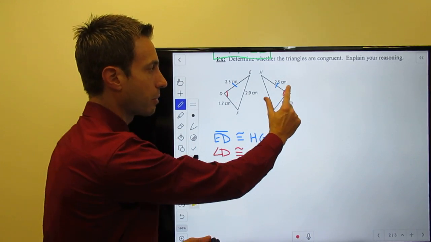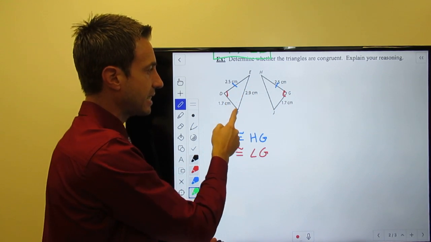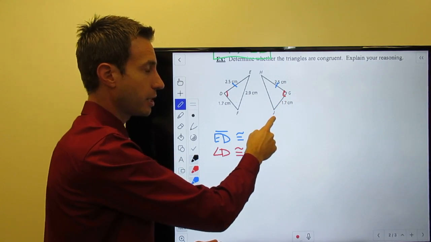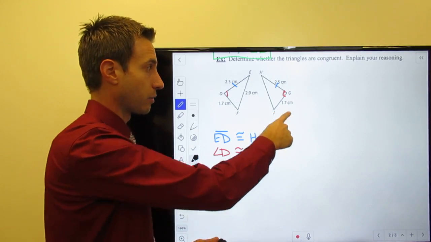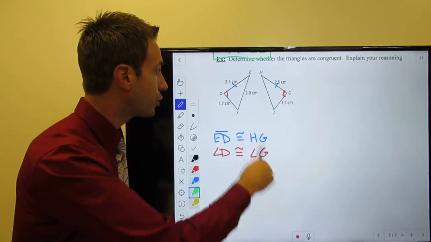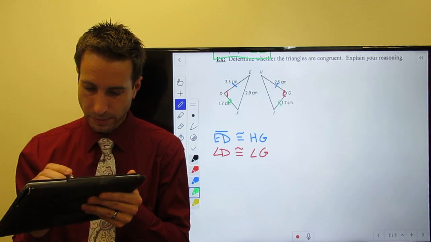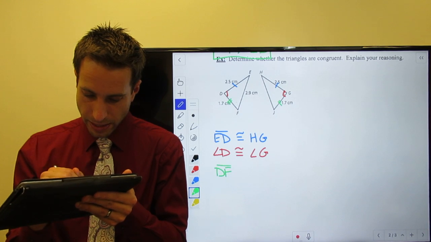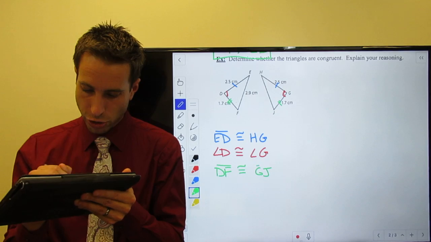No problemo. Here we go. Keep going. One more time. We flip this guy over. Slide it over here. Set it down. Side DF is corresponding to GH. Side GH. Good grief. Side GJ. That's a tongue twister. GJ. And sure enough, the diagram tells me 1.7. So side DF is congruent to side GJ.